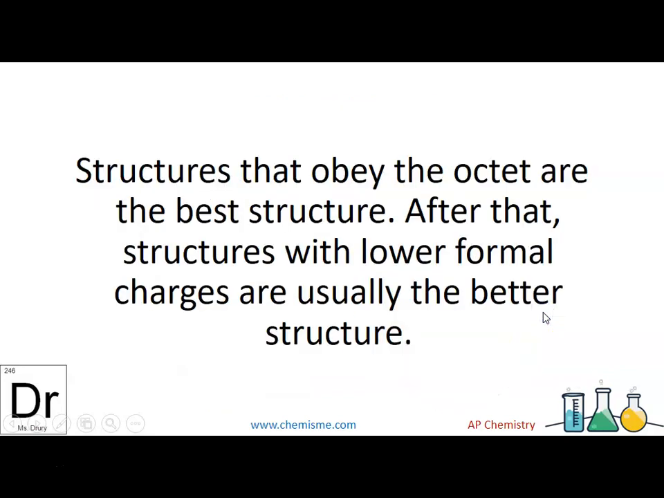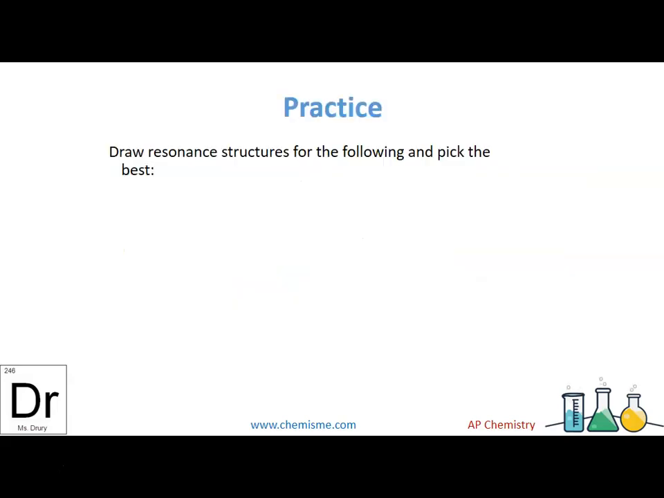So let's go through this. Structures that obey the octet are always the best structure. If you don't have one that obeys the octet, then the one with the lower formal charges is a better structure. So let's practice and pick the best resonance structure. If we draw XeO3, maybe pause the video and see if you can draw it yourself. Xenon would be in the middle with oxygens around the outside. It does work as single bonds, and this would probably be the best structure because it obeys the octet.